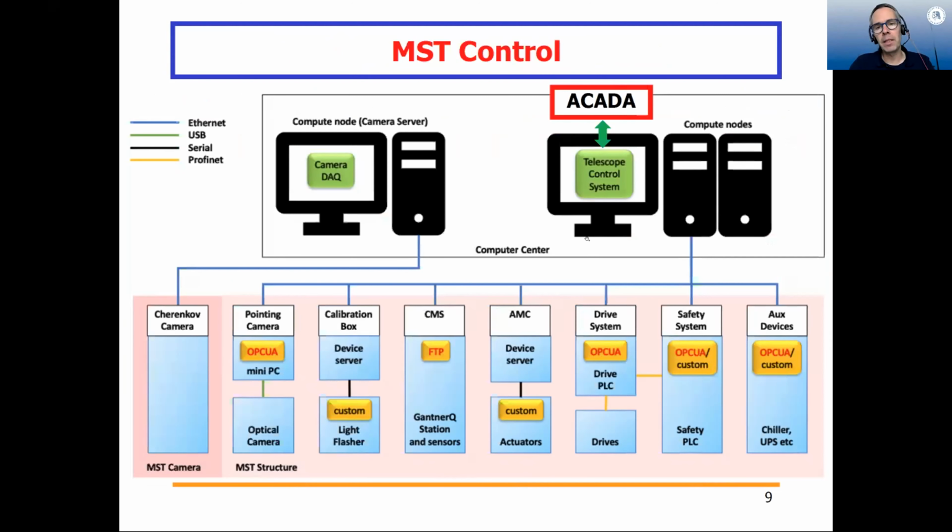How is MST control now implemented? This is shown here in the lower part. Again, you're seeing the control systems at the telescope. And basically, the telescope is connected by Ethernet to the computer center. And we have 2 types of nodes that are controlling the telescope.